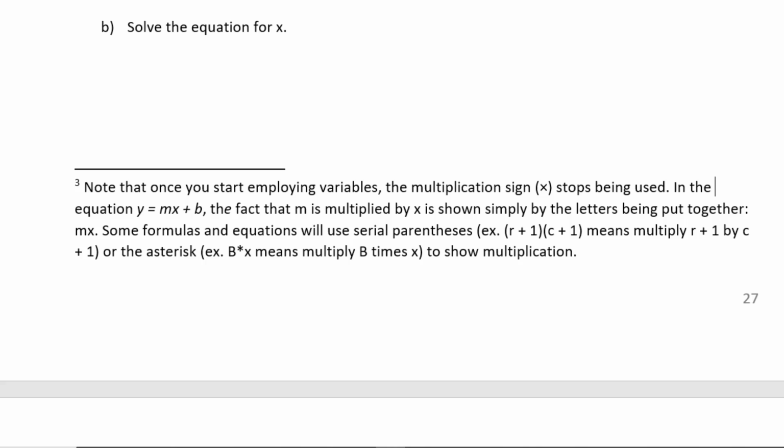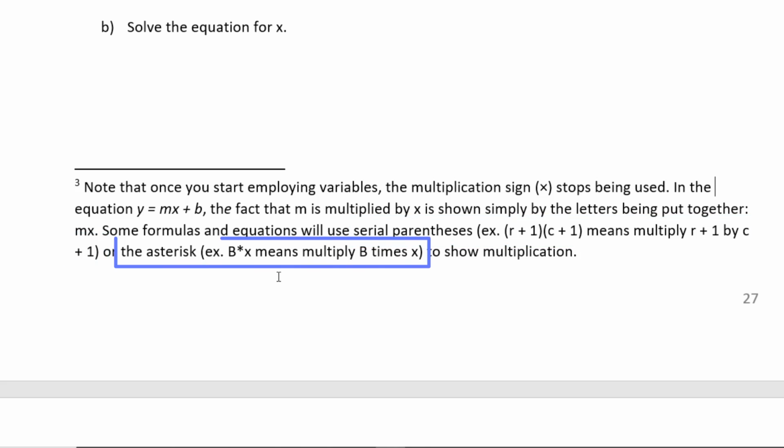Note that once you start employing variables in your expressions, the multiplication sign, the x operator that we're used to, stops being used almost entirely. In the equation y equals mx plus b, the fact that m is multiplied by x is shown simply by the letters being put together, put next to each other. Some formulas and equations will use serial parentheses or an asterisk to show multiplication. So serial parentheses, an example is (r plus 1)(c plus 1), which means to multiply r plus 1 by c plus 1.